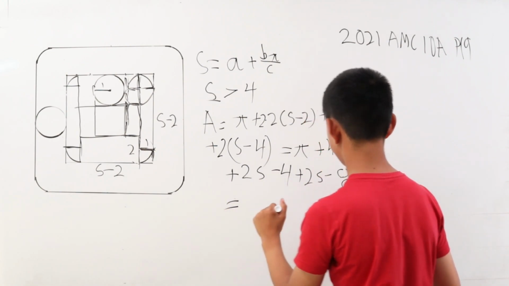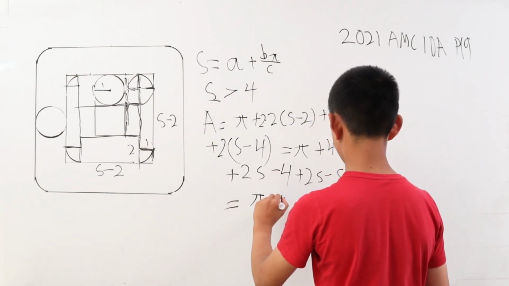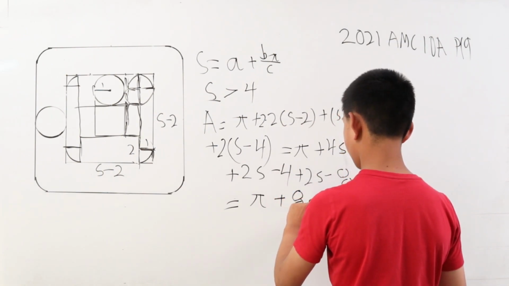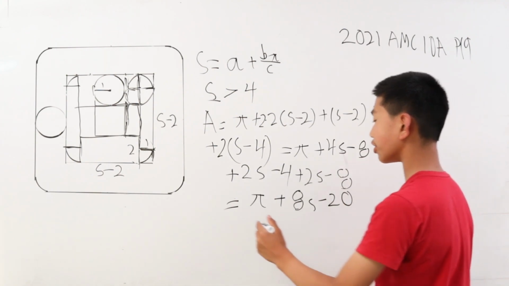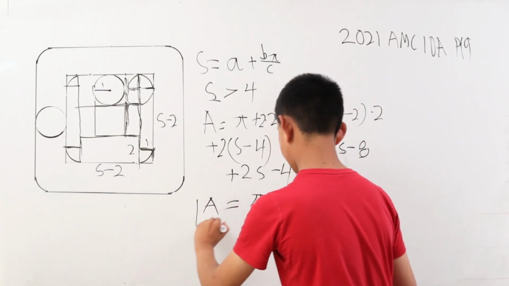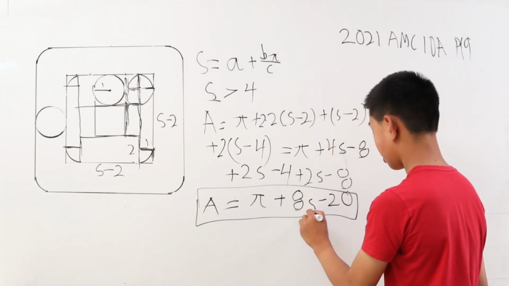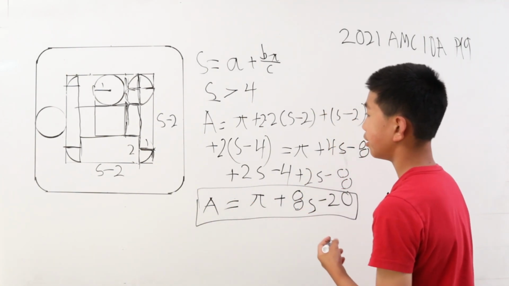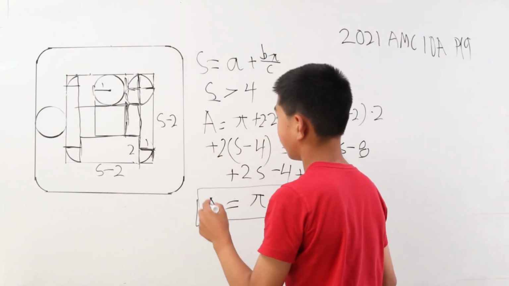Now we can just solve with this. This is equal to pi plus 8s minus 20. So we have our first formula. A is equal to pi plus 8s minus 20. And our second formula for A is going to be the area of this divided by 2.